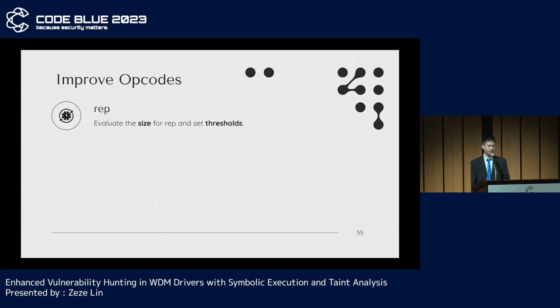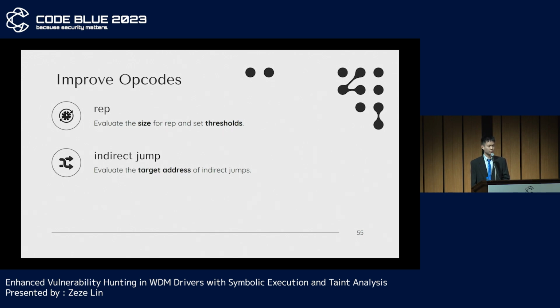REP is an assembly code used to repeatedly execute something. If the size indicated in a register is too large or it is a symbolic variable, it may slow down the symbolic engine or consume much memory. So IOCT-lens evaluates the size for REP and sets thresholds on it.